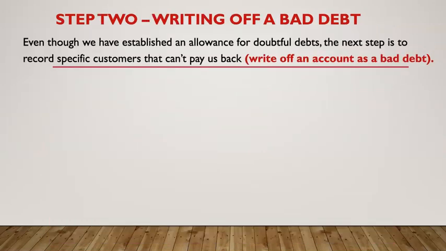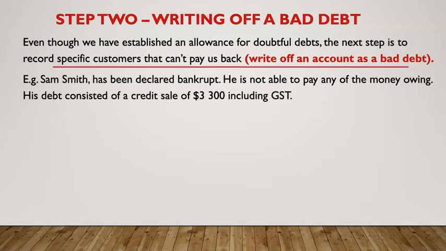Step 2 is when we write off a bad debt. Even though we have established an allowance for doubtful debts, we've established our prediction and recorded an expense, the next step is to identify and record specific customers when they can't pay us back. So this is when I'm talking about writing off an account as a bad debt. So let's look at an example.